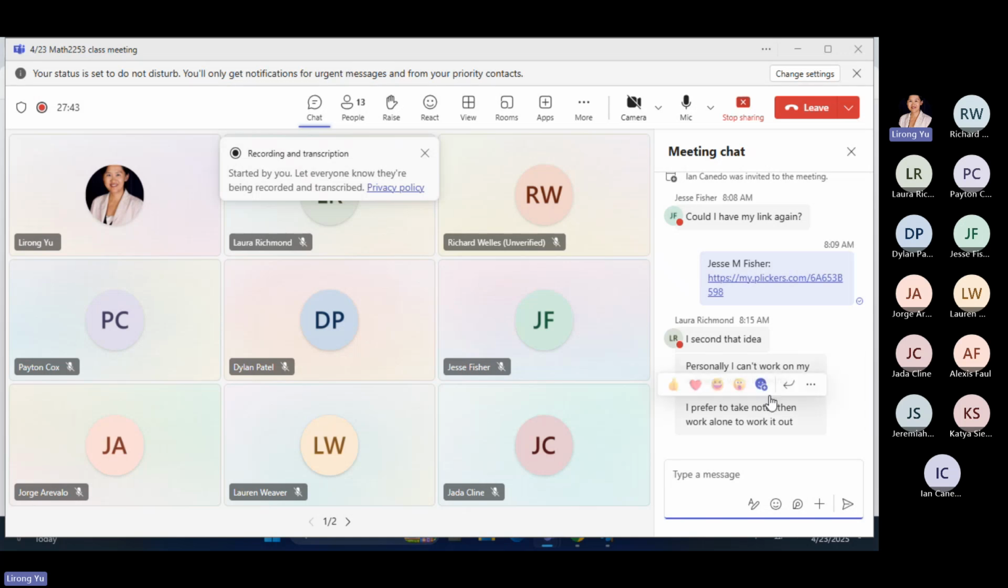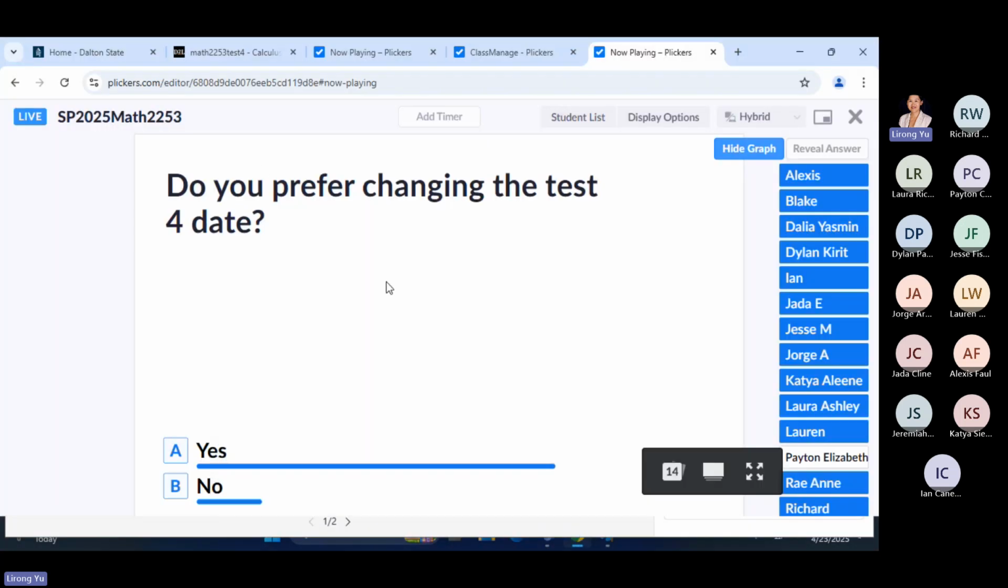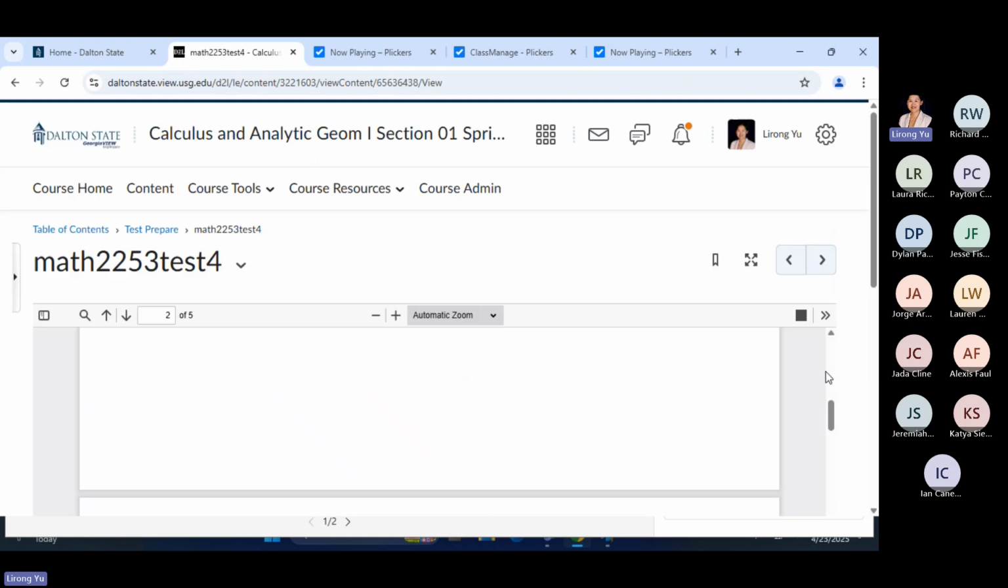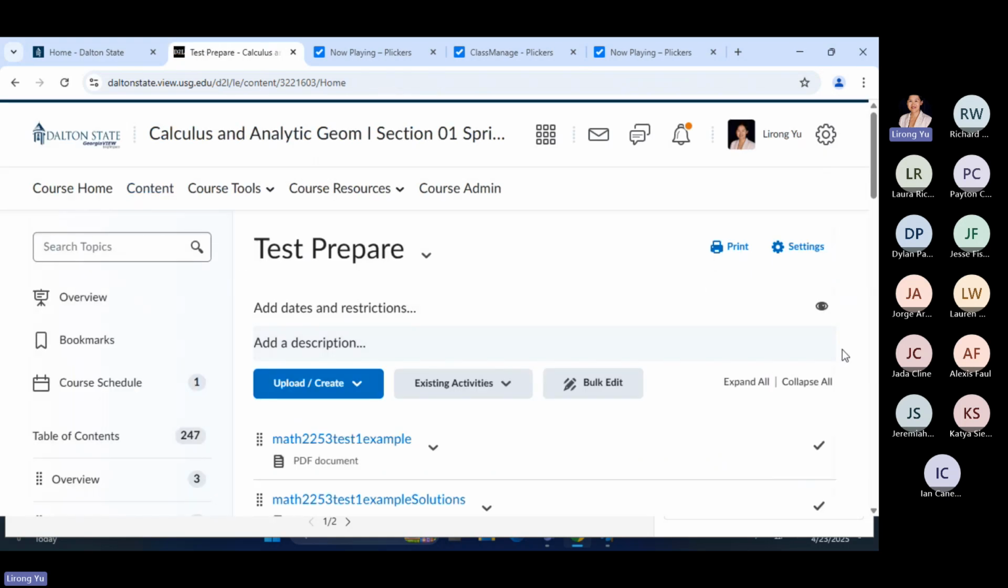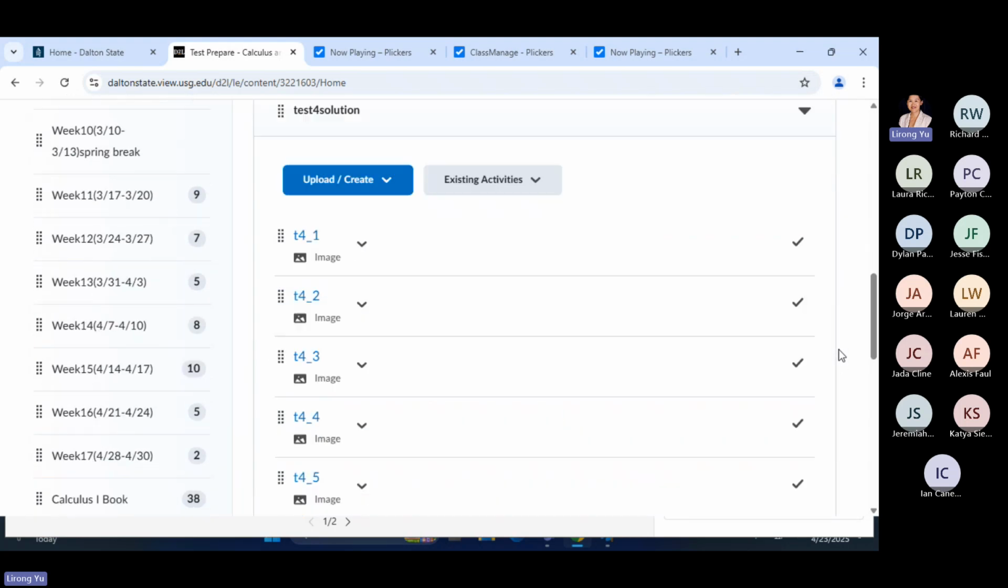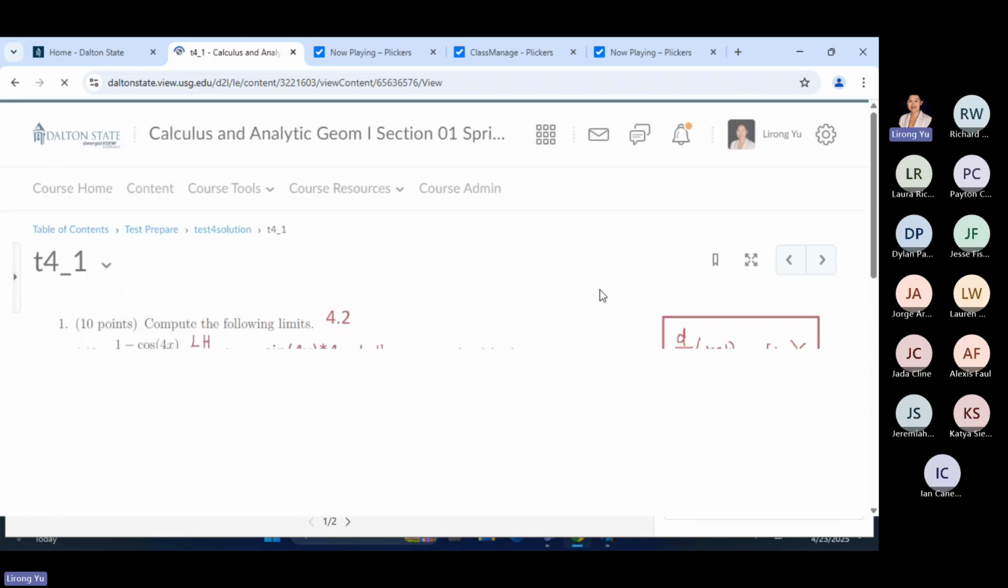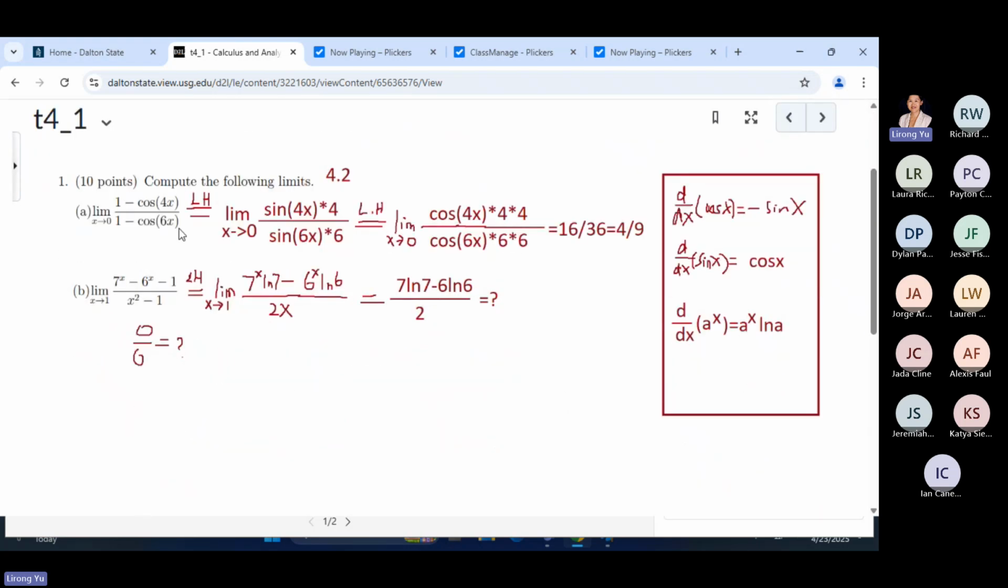Any of those solutions that were posted, if they look messy or confusing, I can explain them during our class session. Those are screenshots of what I did before, for the previous class. So that was the solution for question 1, which is L'Hopital. Whenever I write LH, that's when I apply L'Hopital.